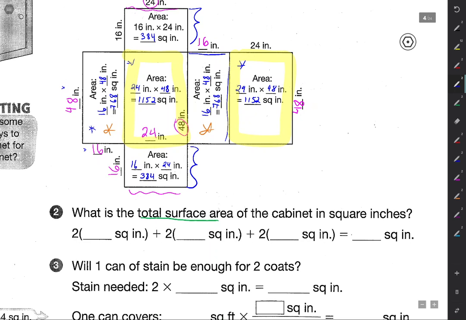So the area of one of those we got was 1,152, and then we're going to times that by 2 because there's one side here and one side here that matches. Next, let's look at these ones here. So we would have 2 of them that are 384 inches squared. And then finally, we'll look at the orange starred ones, 2 of them that are 768 inches squared.